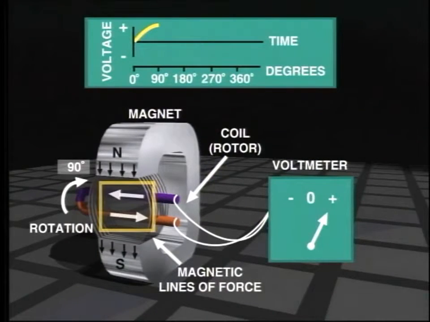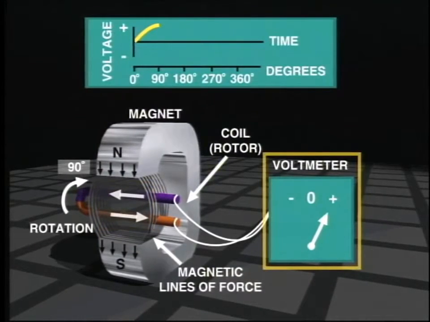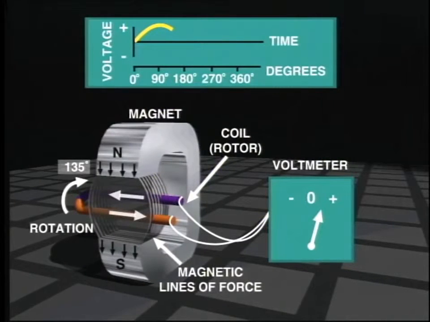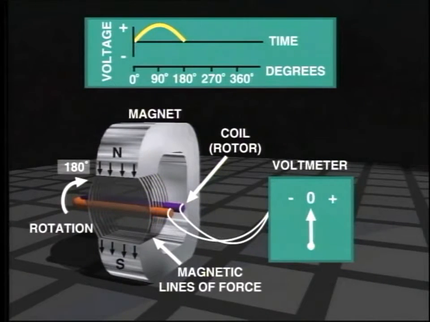The direction of induced voltage in the purple conductor is opposite to the voltage in the red conductor. The voltmeter, therefore, receives the sum of the two voltages. As the rotor moved from 0 degrees to 90 degrees, the voltage has increased like this. And then as the rotor moves from 90 to 180 degrees, it decreases like this.